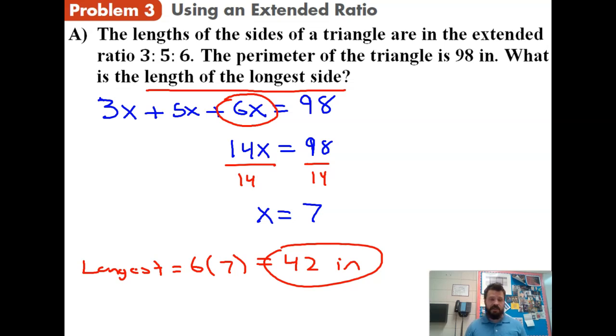Okay, part B is the same idea. Why don't you take a minute, pause the video, run through that one, and then hit play to check your answer.